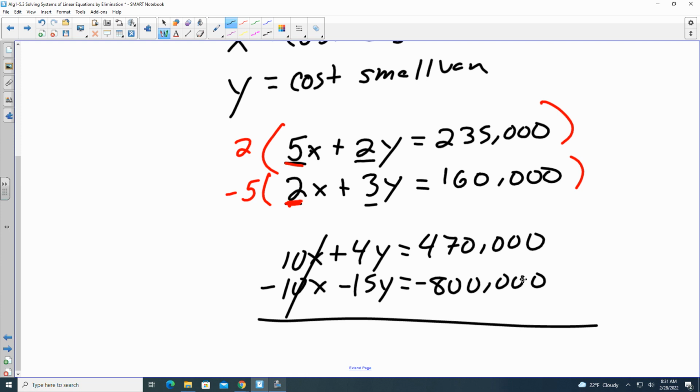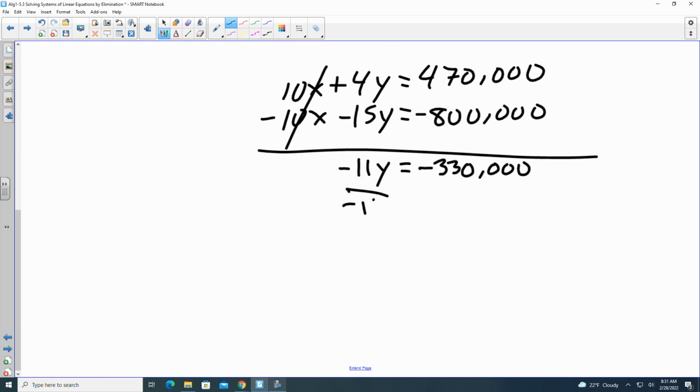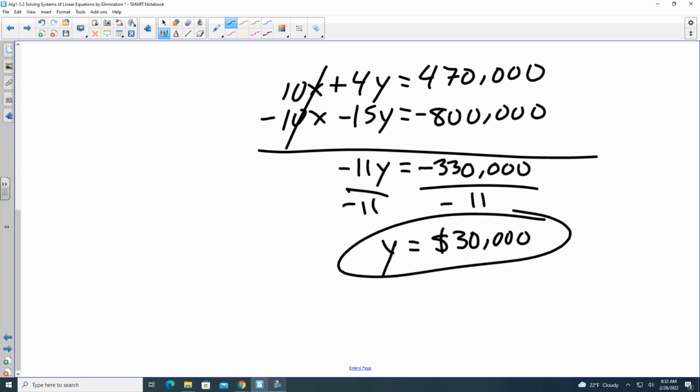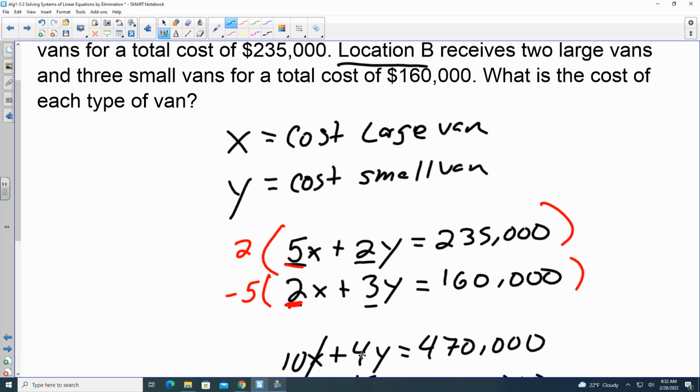4 plus negative 15 gives me a negative 11y. And negative 800,000 plus 470,000 gives me a negative 330,000. So to get the cost for one small van, because that was y, I'm going to divide by a negative 11. So that means that the small van costs $30,000. I'm just going to put $30,000 right here.